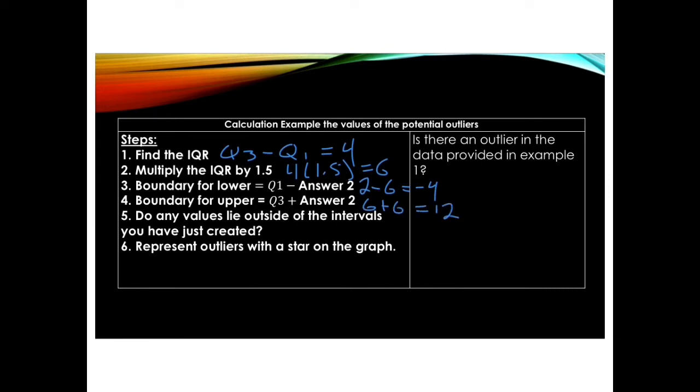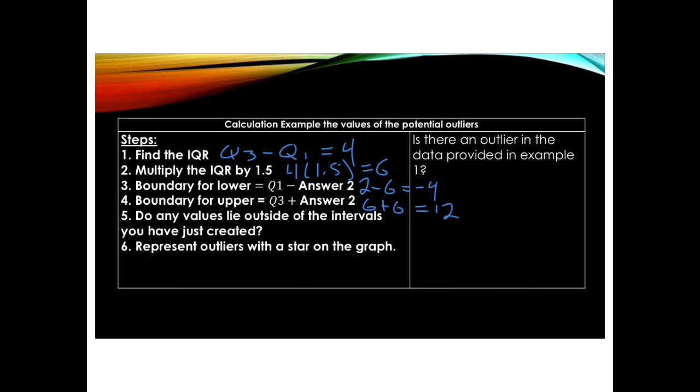Once you have your limits, we're going to figure out, do we have any values that lie outside of the limits? So do we have a number that is smaller than -4 or a number that is bigger than 12? If we do, then we're going to call them an outlier. And then finally, an outlier is going to be represented with a star on your graph or just another dot.